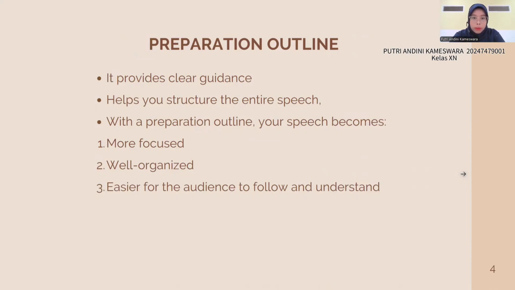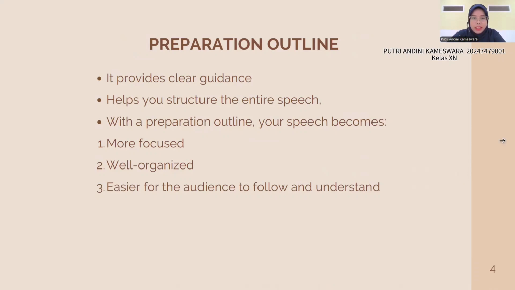And this is where the preparation outline becomes essential. This is actually mandatory. It provides clear guidance for organizing a speech effectively. Writing a preparation outline involves putting your entire speech together in a structured way, and then deciding what to say in the introduction, how to arrange the main points and supporting materials in the body, and how to wrap everything up in a strong conclusion. With an outline, the speech becomes more focused, organized, and easier for the audience to understand.